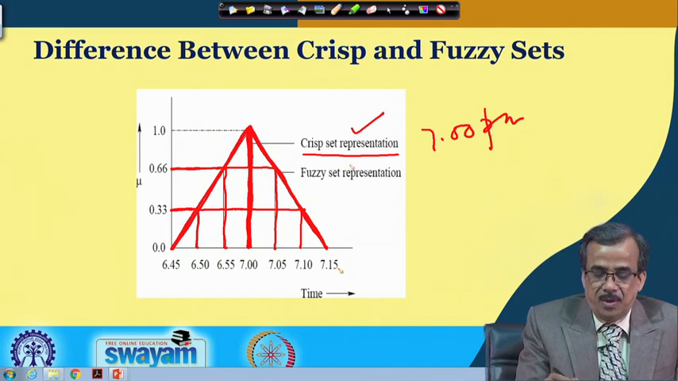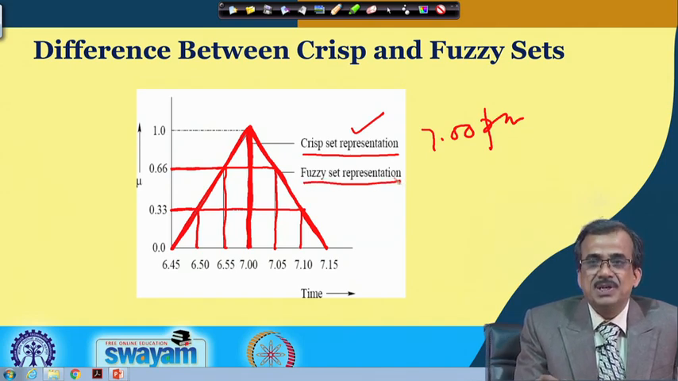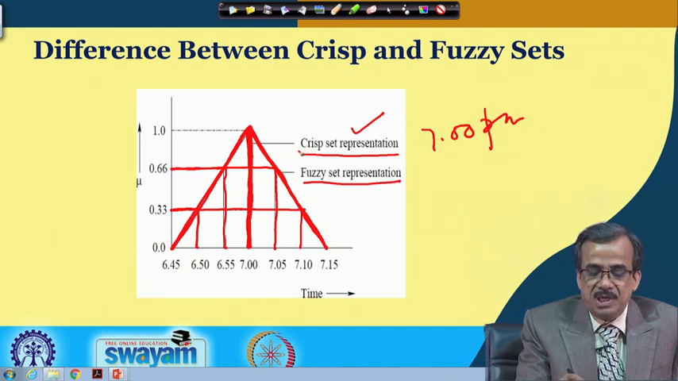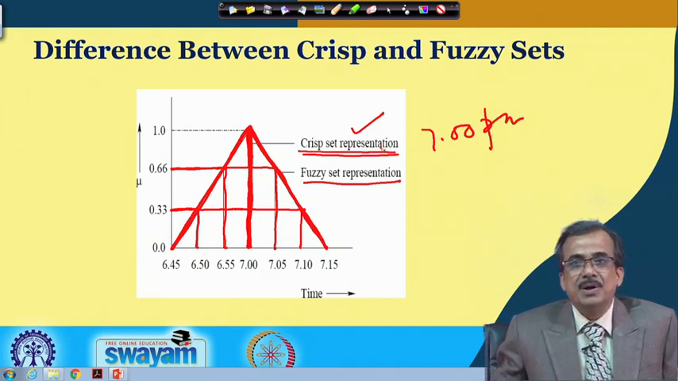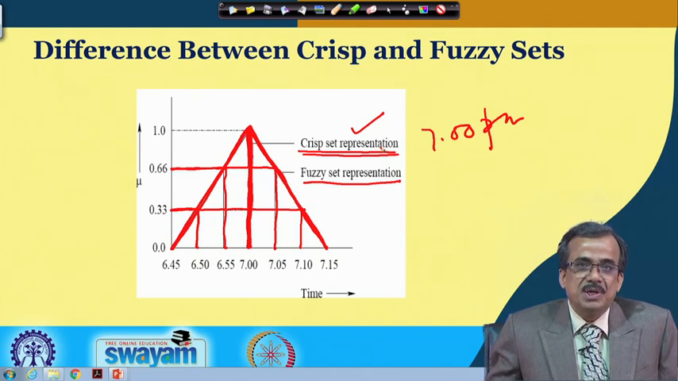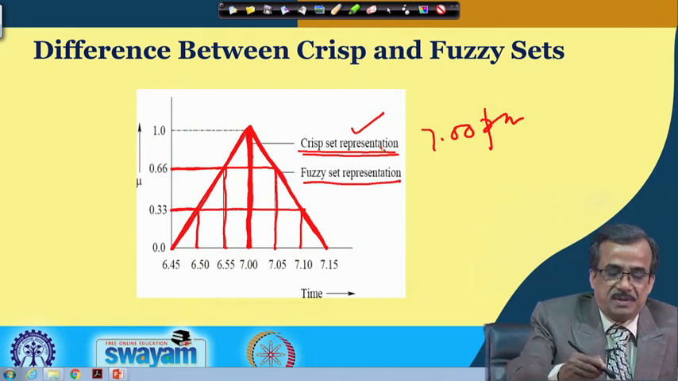So, let me conclude that fuzzy set representation could be more practical compared to the crisp set representation for 7 p.m. So, I hope you have understood the difference between the representation of a crisp set and this particular fuzzy set.